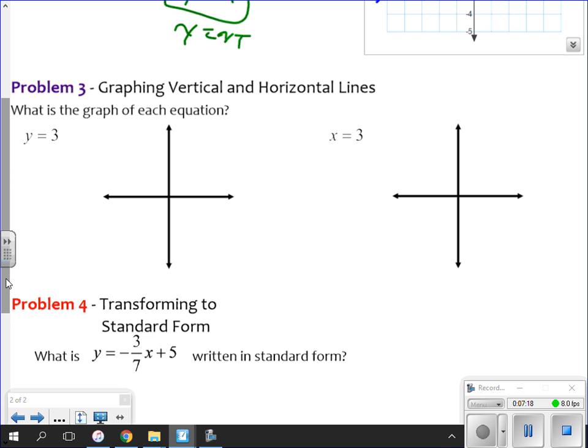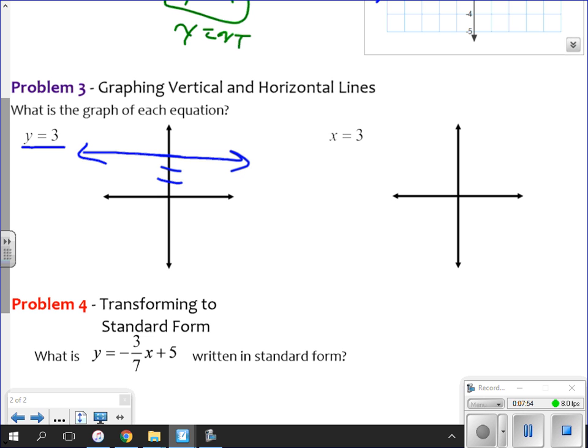Special lines. Y equals with no x. These are horizontal lines. Y equals 3. 1, 2, 3. If it's y equals, you go up or down to that number on the y-axis, and it's a horizontal line. Because it doesn't matter what x is, what's y? Y is 3. X is 5, y is 3. X is 12, y is 3. X is negative 30, y is 3. Doesn't matter what x is, y is 3 every single time. That's what this says. Okay.